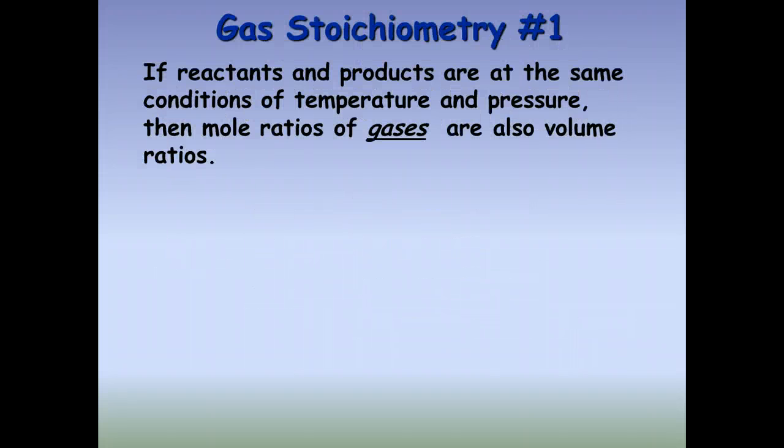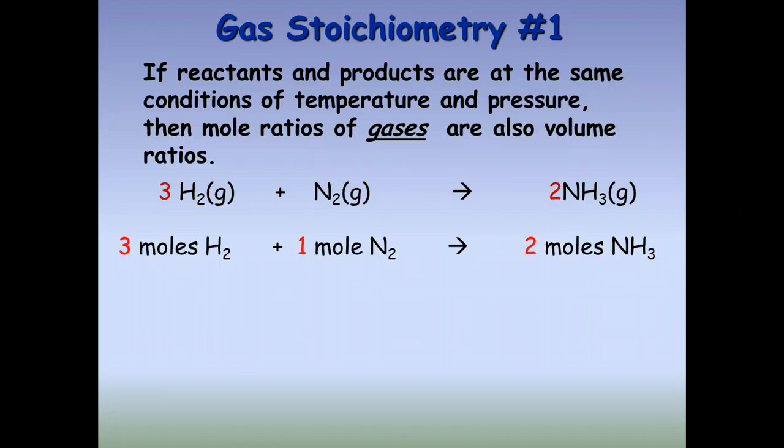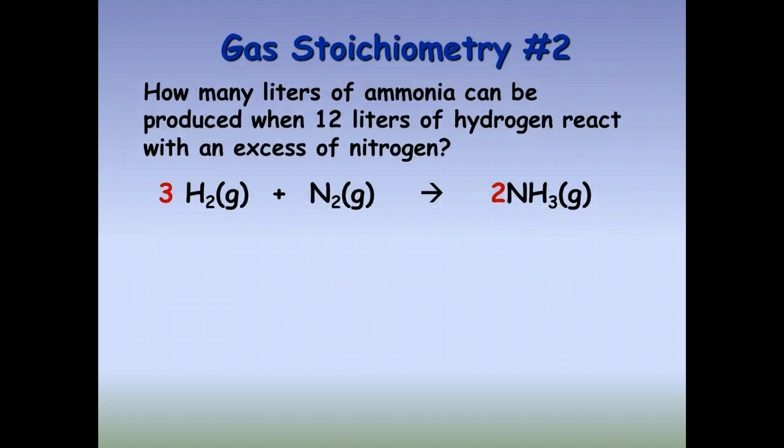I have a few problems here for you. If reactants and products are at the same temperature and pressure, then mole ratios of the gases are also volume ratios. So here I have 3 moles of H2 plus 1 mole of N2 yields 2 moles of NH3. That's all in moles, but I could also say it all in liters, or I could say it in milliliters. So, how many liters of ammonia can be produced when 12 liters of hydrogen react with an excess of nitrogen? So now we're just asking you to set up a ratio.